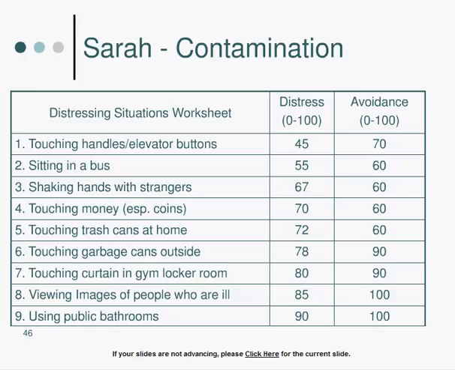And then you can see a distress rating as well as an avoidance rating. You can see here at the top, touching door handles, for example, or elevator buttons, on a scale from 0 to 100 is somewhat distressing, maybe moderately distressing, about a 45, and she avoids this quite often. But at the very bottom, you see using public bathrooms. That's extremely distressing for her. So she gave that a rating of a 90, right? And she avoids that all the time.